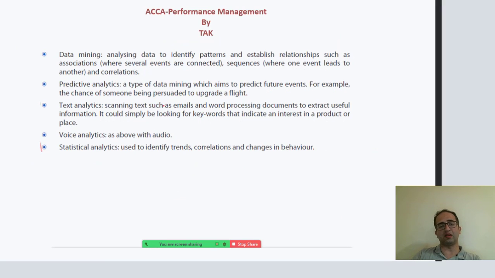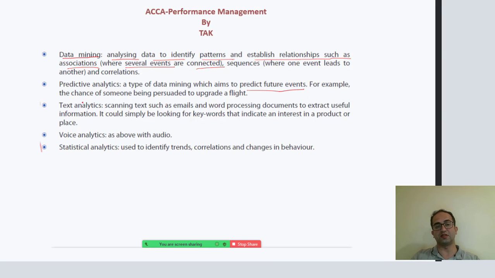Okay, there are certain jargons as well when it comes to big data. There's a term that is very well known as data mining. The example I gave was of data mining. Data mining is simply analyzing the data to identify patterns and establish relationships, such as associations where several events are connected. I gave you the example of diapers and cold drinks.